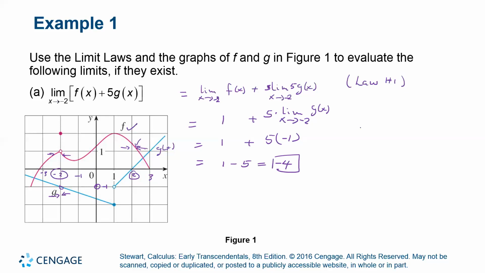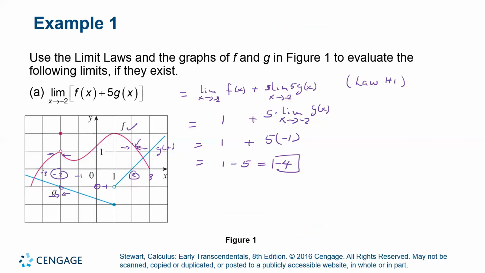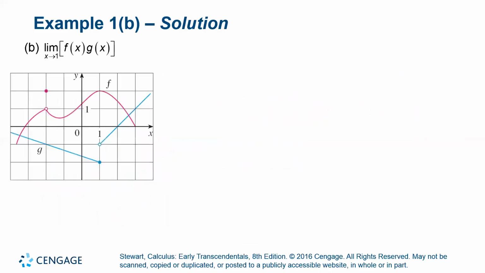Okay. All right. So again, if you use law number 1, we can write it as the sum of limits. Actually, the law number 1, and then here is law number what? Number 3. I believe it's number 3. Okay, that's law number 3. So here I did apply law number 3. Now the second example, using the same graph, we want to find the product of these two.